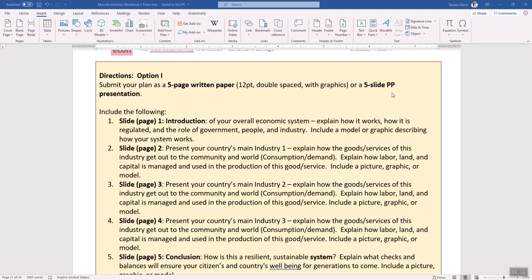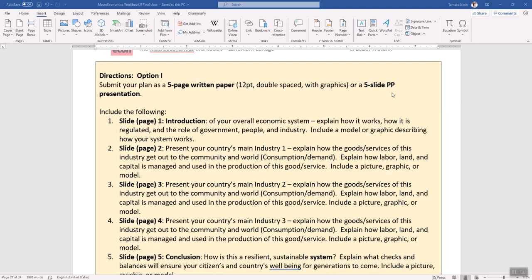So if I was to do slide 2, right, and present my main industry, maybe I'll start with water, okay? And what I would do is explain how it gets out to the community and the world. So do I have a water pipeline? Do I sell it on barges and ships? Do I bottle it? Am I keeping it for my own population? Right? What is the way that I'm going to be turning this good or service into part of my economy?